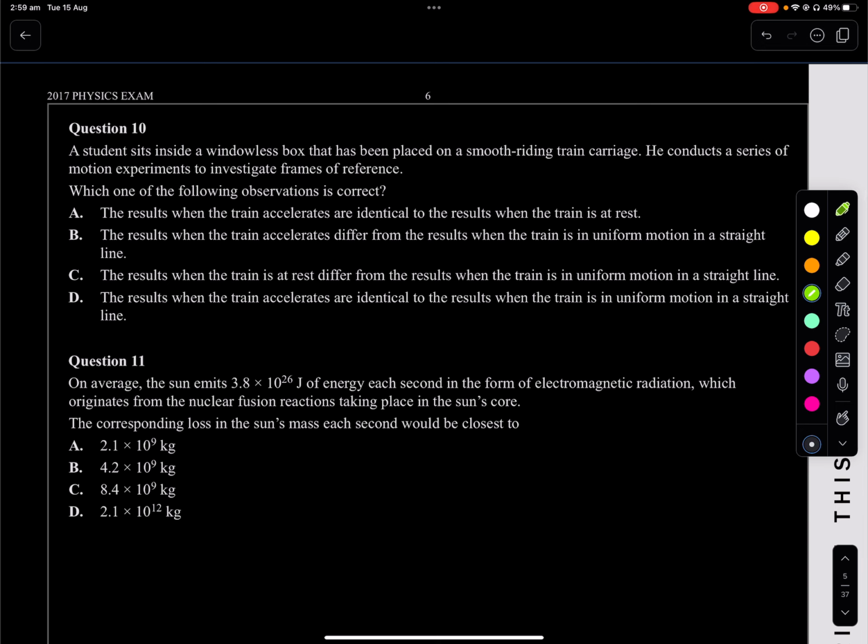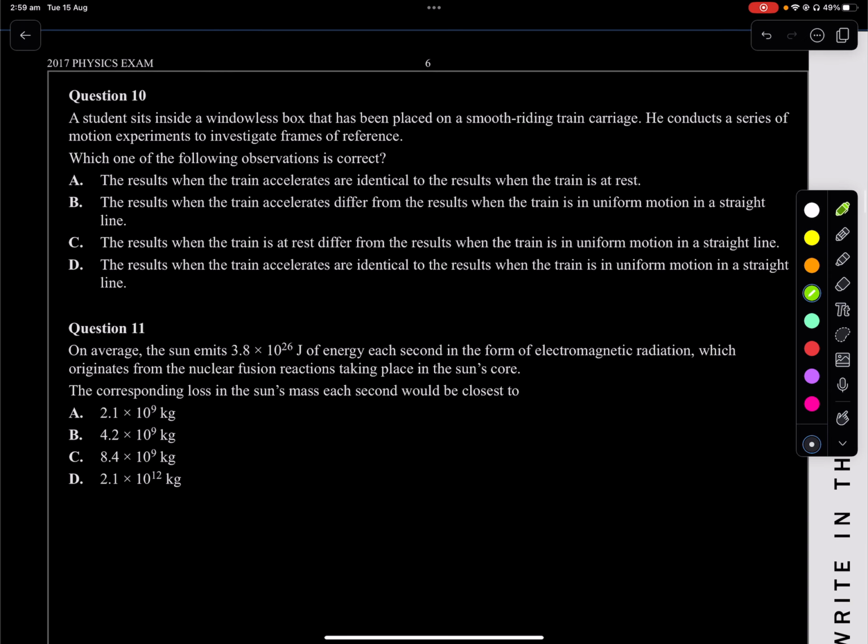Question 10. A student sits inside a windowless box that has been placed on a smooth riding train carriage. He conducts a series of motion experiments to investigate frames of reference. Which of the following observations is correct? The results when the train accelerates, so let's say a equals 2, are identical to the results when the train is at rest. No. When you're at rest, your acceleration is 0. There is no change in velocity happening. So they are not identical. Is a equals 2 and a equals 0 identical? Absolutely not. So A is wrong.